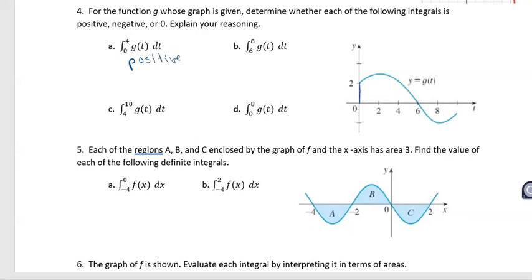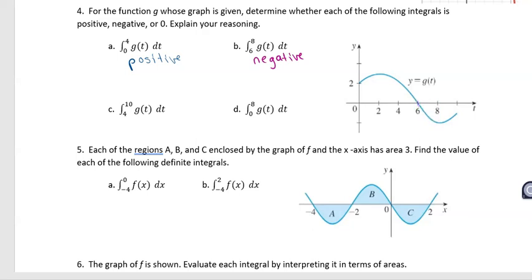Let's look at the next one. For the next one, we're looking at the integral from 6 to 8. So that means we're starting at 6 and we're going to 8. And we're looking at being bound by our curve and the x-axis. So that would be this area right here. And that area is all below the x-axis. So this is all negative. So this integral here would be negative.